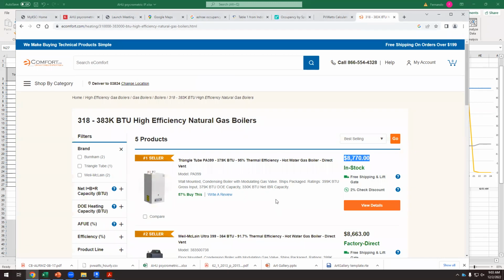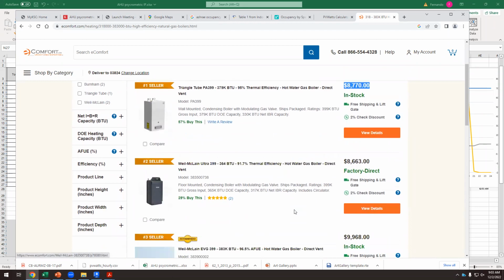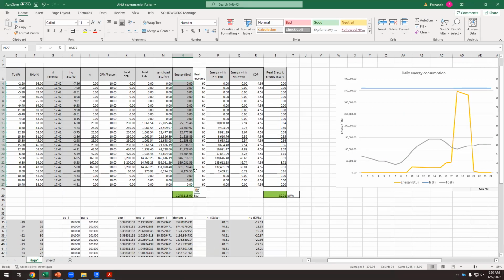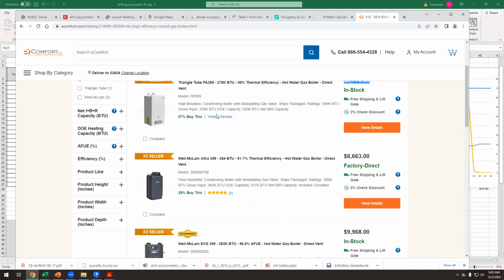Okay, so this is how it works. We calculate the maximum heat load, and then I need a boiler that provides me with, this is 379, I need 340 something, so that works. This is 364, so that would work, and it's $100 cheaper. Good. Okay, but first we calculate the loads, and then we decide the system. So I have to select the maximum power that I have here, and then I have to go to a catalog, and I have to select a system or a boiler that has at least that number.